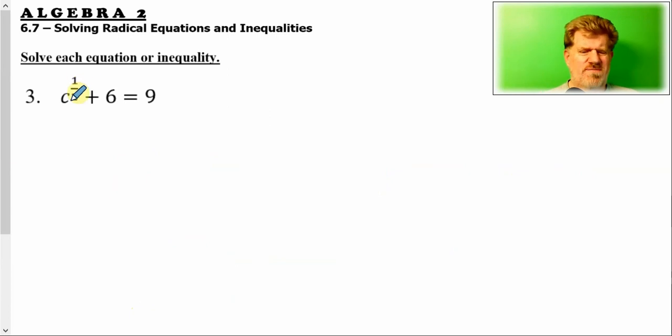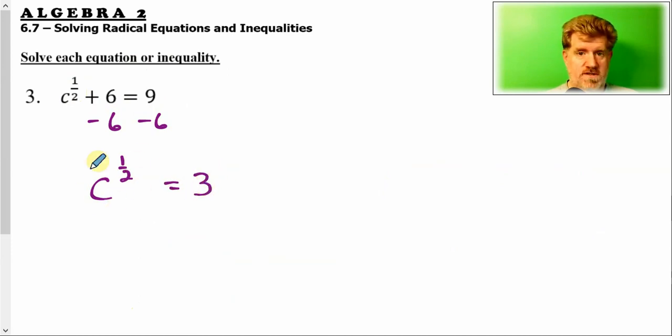Oh, it's to the 1/2 power. Well, you guys know that means a square root, but I want to show you how to solve it when it's written as a rational exponent. So we're still going to subtract 6 from both sides. Now the variable is isolated. What can I raise it to?